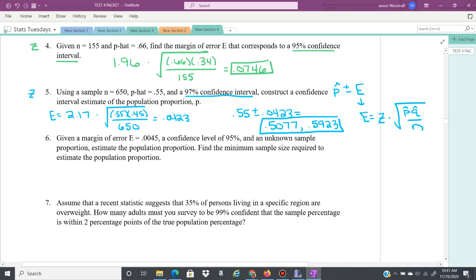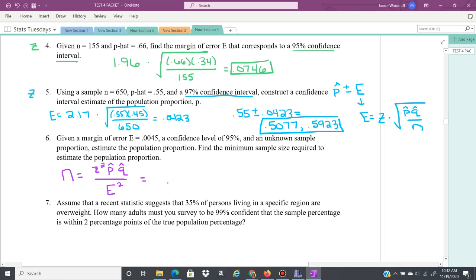All right, number 6, given a margin of error of 0.0045, a confidence level of 95%, and an unknown sample proportion, estimate the population proportion, find the minimum sample size required to estimate this population proportion. So this is the formula where we have the sample size. So we're looking for the correct sample size. So z squared times p hat times q hat over the margin of error squared.